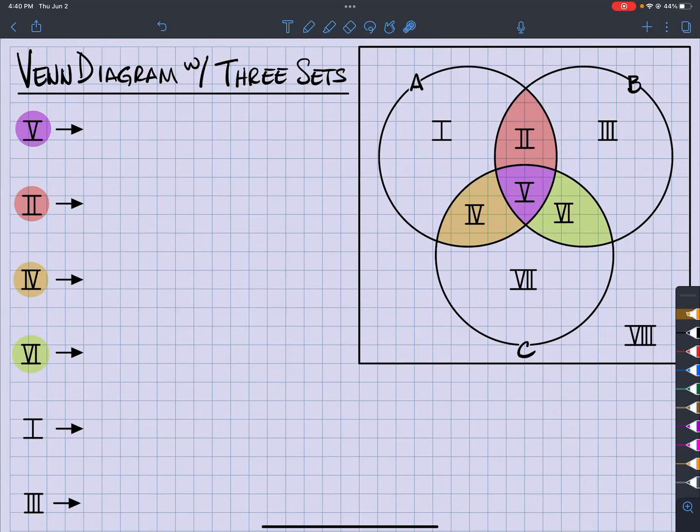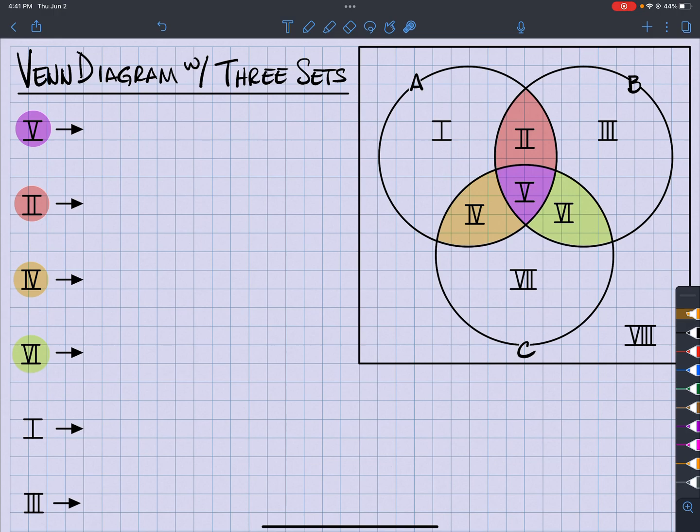All right, so we're talking about Venn diagrams with 3 sets. As you can see, there's A, there's B, and there is C here. We need to talk about what each region would be if we were to use the set itself and the intersect or the union of each other.